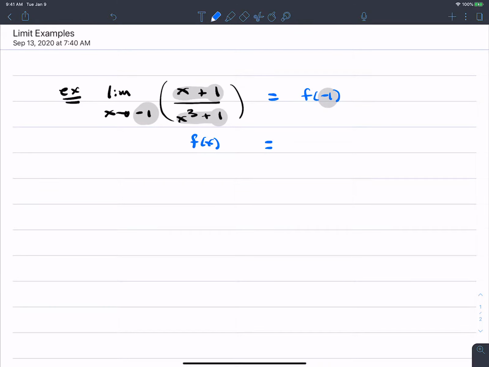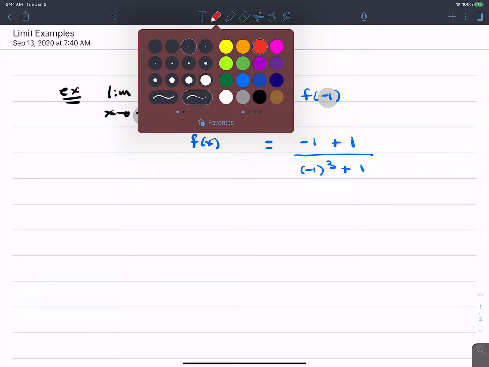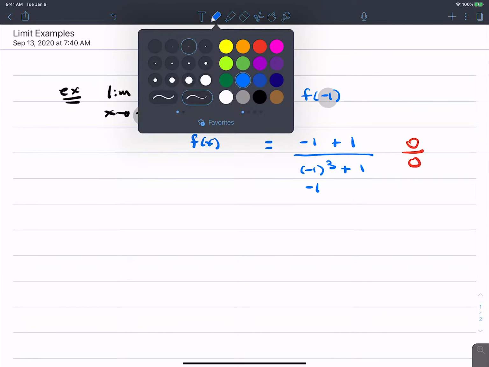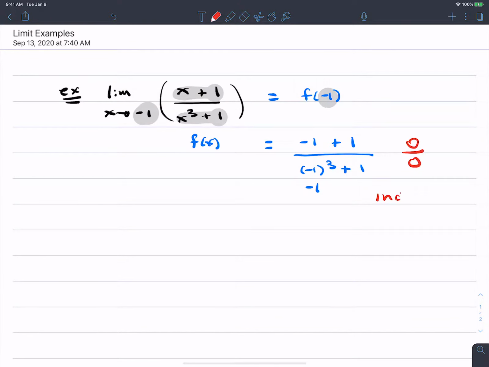here's what we get. -1 plus 1 over -1 cubed plus 1. And using arithmetic, this is going to be 0 over 0, because down here, -1 cubed is -1. So we get 0 over 0. Now, this means that this is indeterminate. Can't determine by this method.